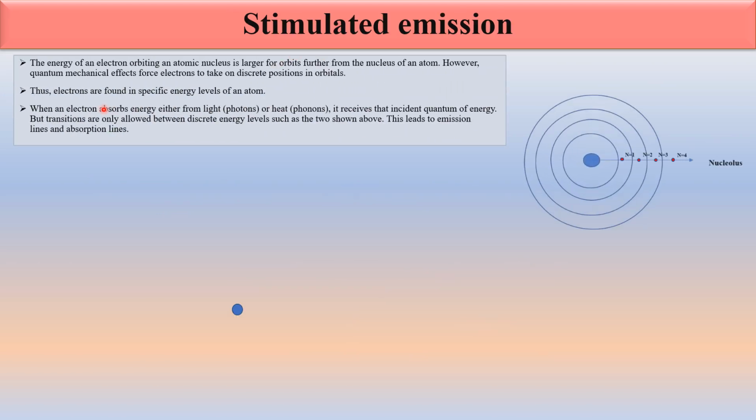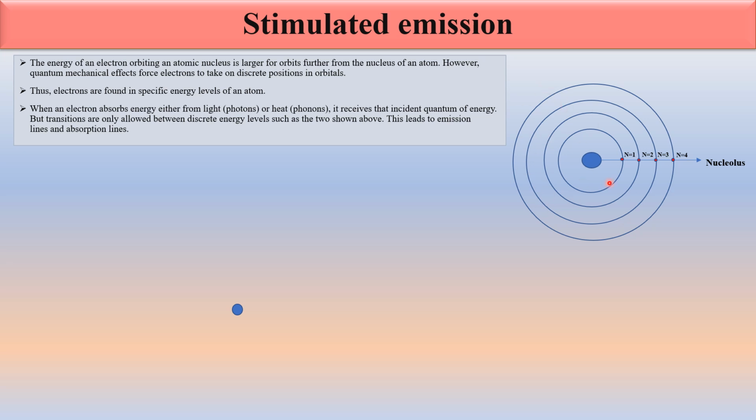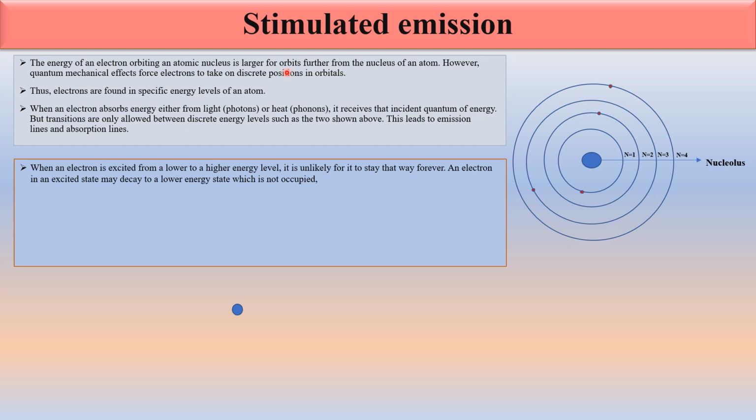You can see here the structure of an atom. This is the nucleus. These are the different energy levels. These are the electrons moving around the nucleus. So the energy of an electron orbiting an atom's nucleus is larger for orbits further from the nucleus. So let's understand stimulated emission.